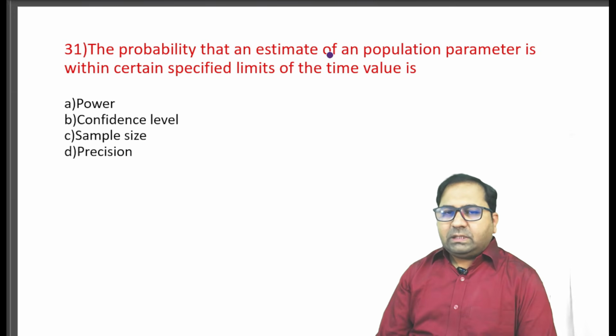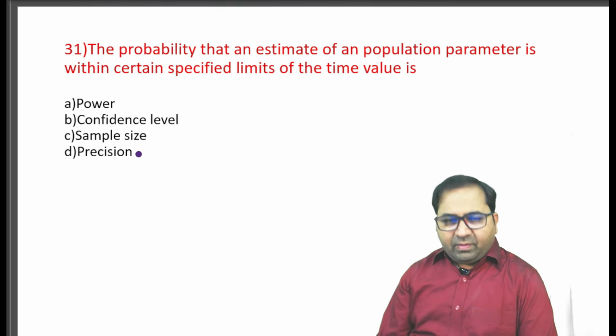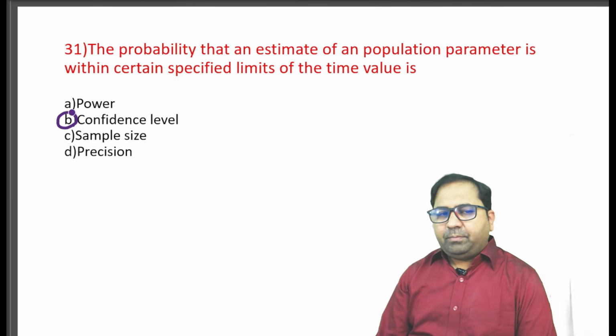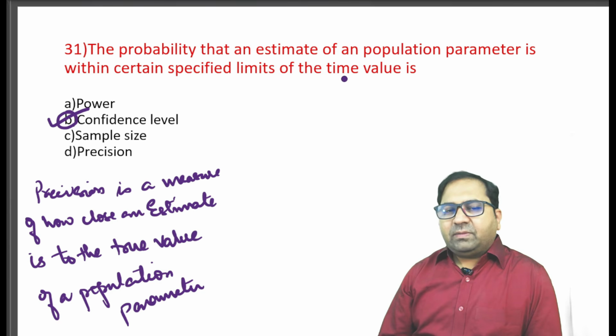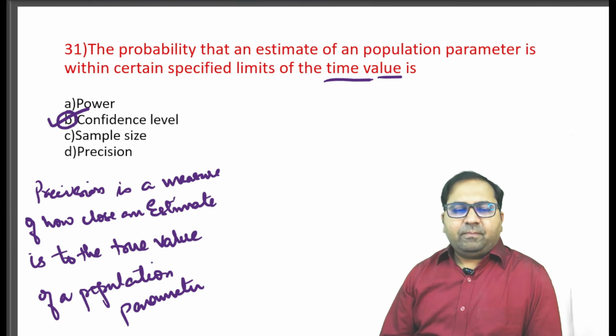The probability that an estimate of a population parameter is within certain specified limits of the true value is known as what? The options they gave are A, power, B, confidence level, C, sample size, or D, precision. The answer for this is B, confidence level. Whereas precision is the measure of how close an estimate is to the true value of a population parameter. So this definition is different.